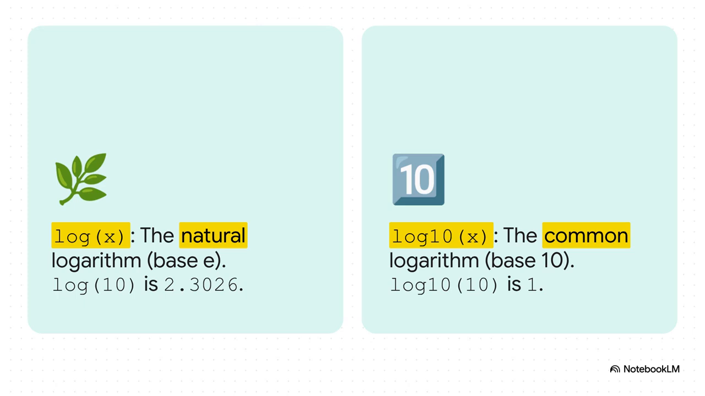And speaking of common trip-ups, here's another big one. In MATLAB, if you just type log, you're getting the natural log, which is base e. If you actually want the common log, base 10, you have to be specific and use log10. And look at the difference. log(10) is about 2.3, but log10(10) is exactly 1. Getting this wrong can really throw off your results.